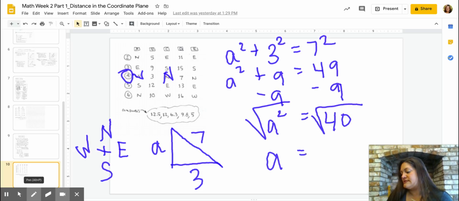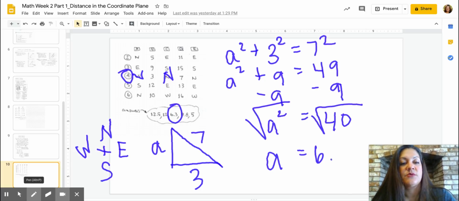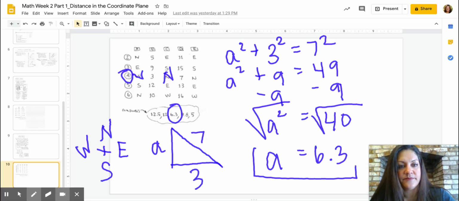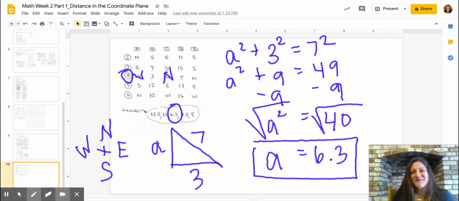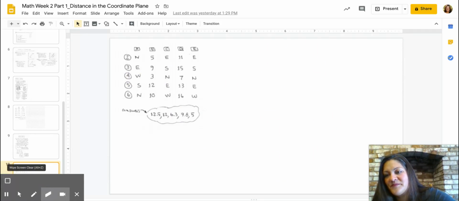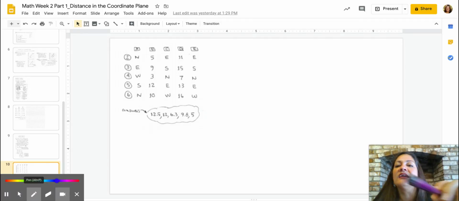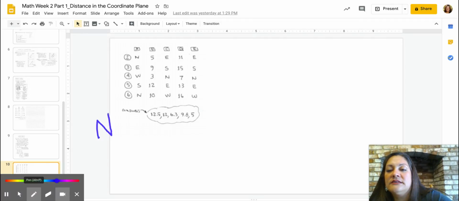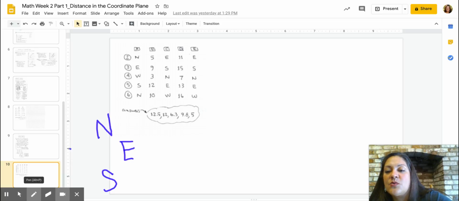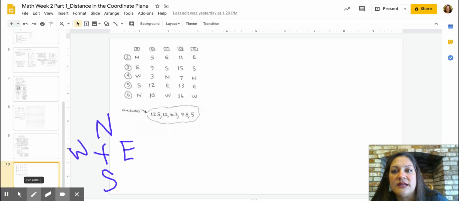A equals, my calculator, 40 square root, 6.32. There it is. 6.3. Okay. 2 more to go. Okay. North, south, east, west. All right.